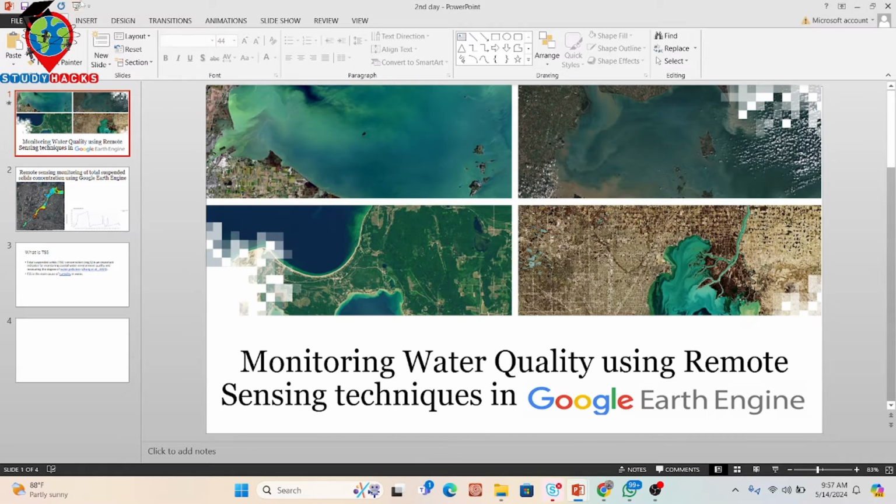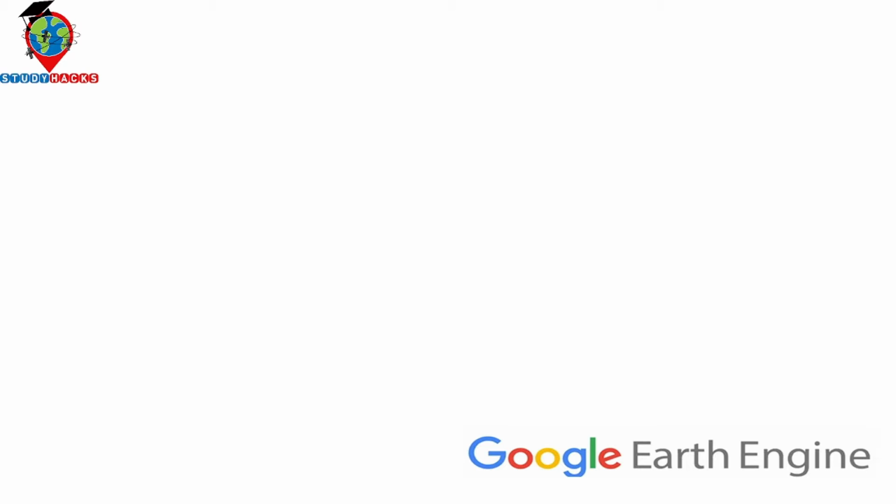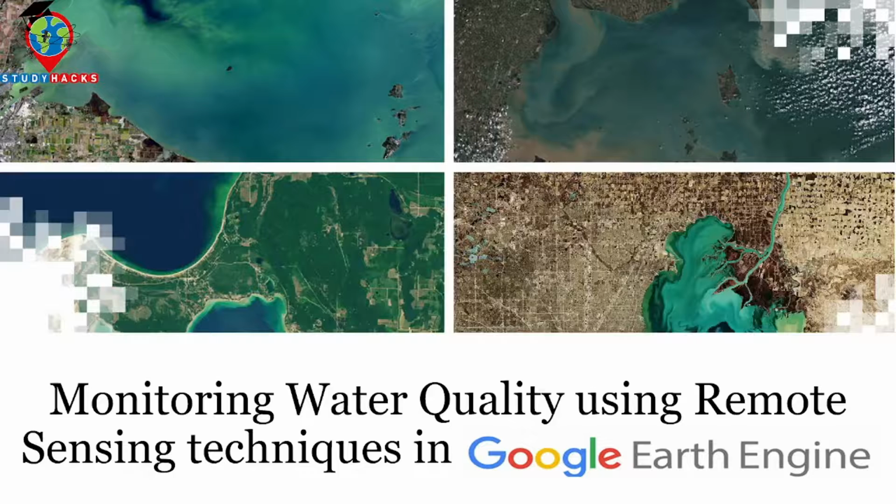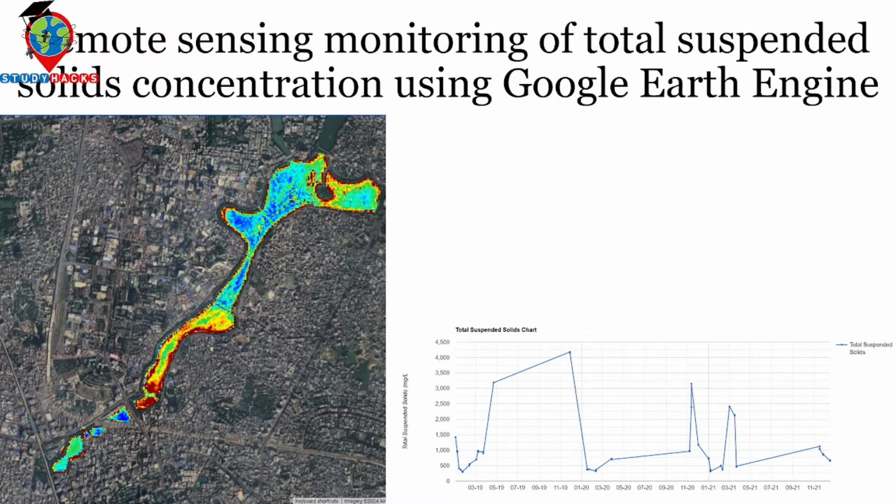Basically today I will welcome you to monitoring water quality using remote sensing techniques in Google Earth Engine. In today's session I will discuss remote sensing monitoring of total suspended solid concentration using Google Earth Engine. How we can easily monitor TSS, mainly total suspended solid concentration, on the water body, using Google Earth Engine, and how we can create a time series chart, showing where the concentration is high and where it is low, so that we can easily define these things.